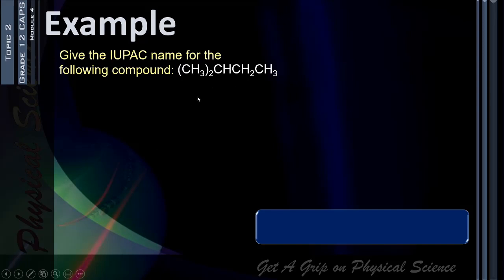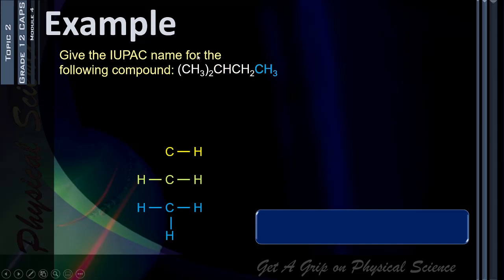Alkyl groups are given to us in brackets, so it's just easier to draw the structure by starting with a carbon outside of the brackets. So we start with this carbon. It has a bond with 1 hydrogen, this carbon 2 hydrogens, and the last carbon 3 hydrogens.